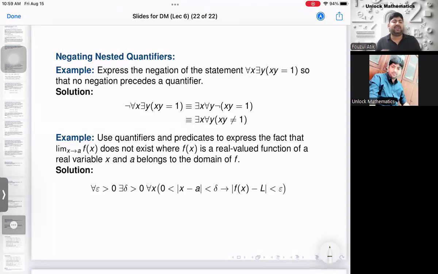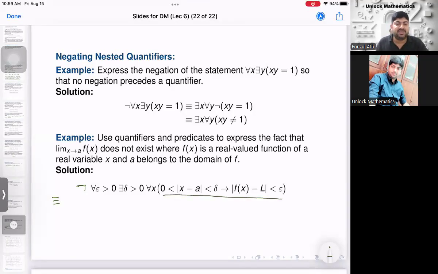Now you have to make the limit does not exist statement. What does it mean? You have to take the negation of it. So we have to work out the negation of this one. What I will do is first work on this expression, I will first work on this expression.